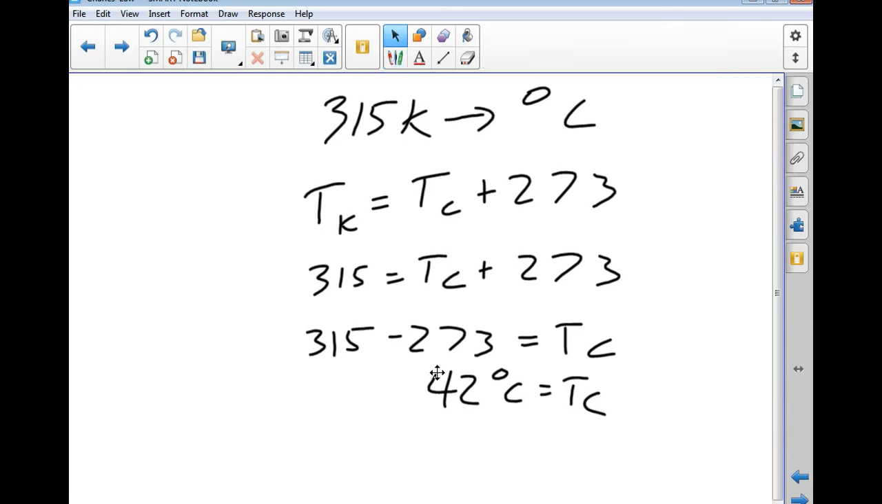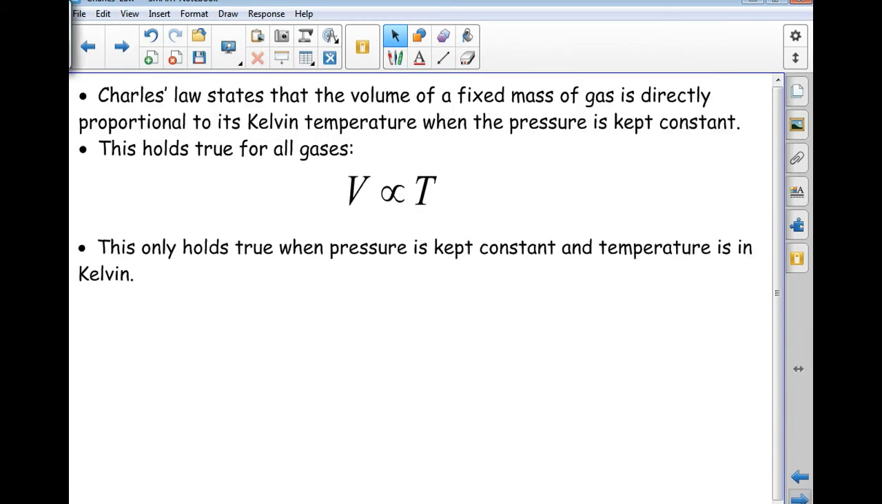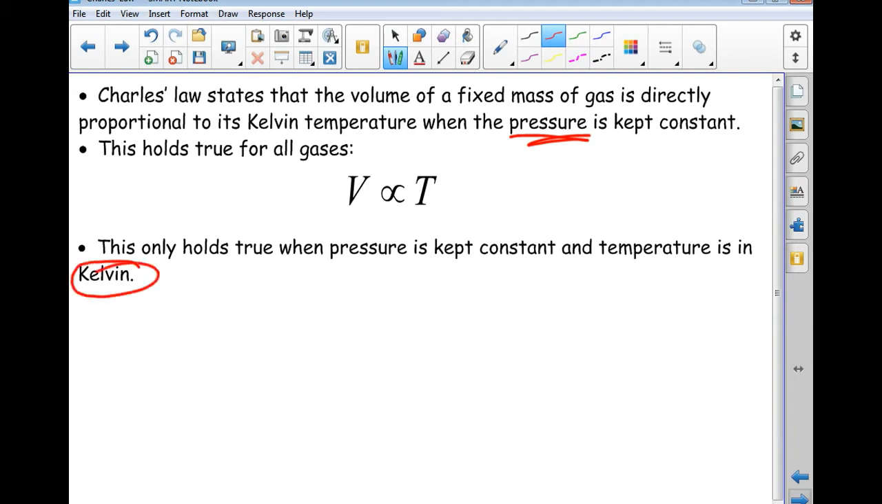So Charles's Law states that the volume of a fixed mass of gas is directly proportional to its Kelvin temperature when the pressure is kept constant. This holds true for all gases, it doesn't matter what type of gas it is. We also have to keep in mind that these temperatures refer to kelvins. Kelvins is what we use in chemistry.